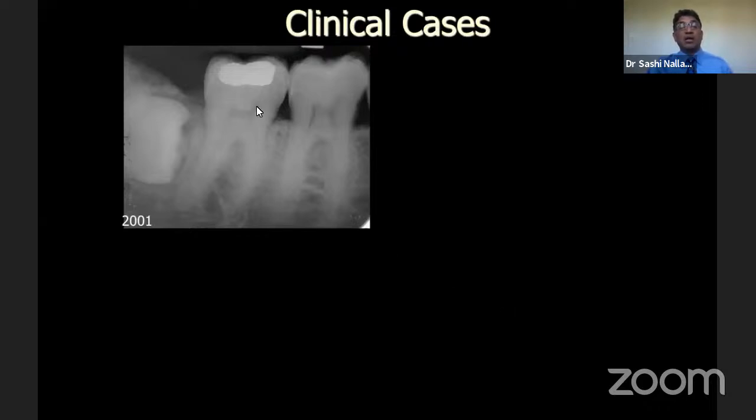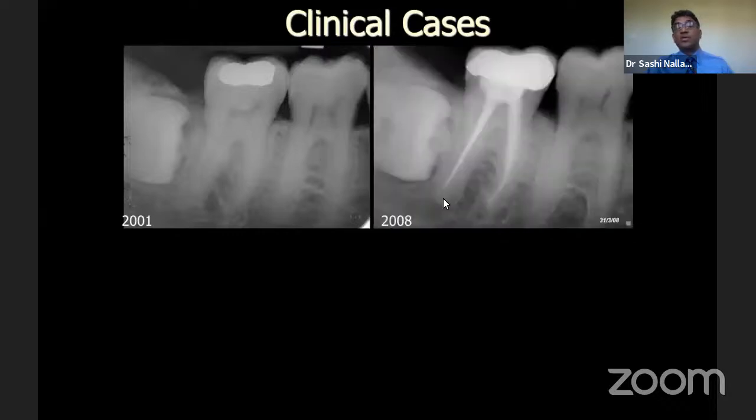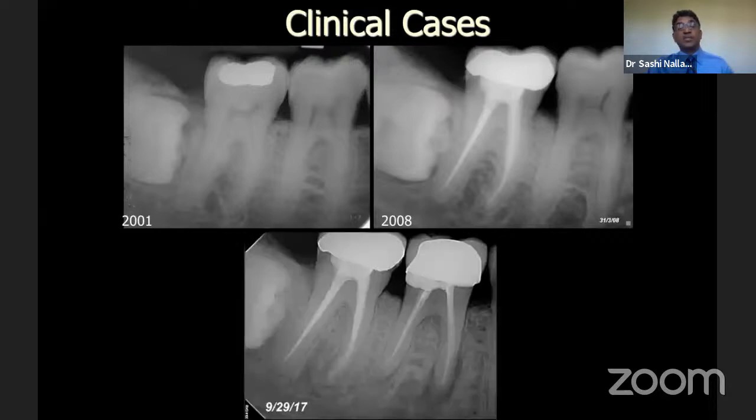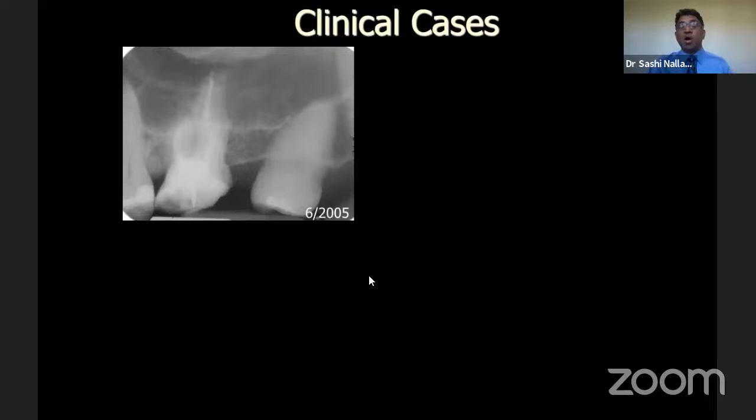I treated this second molar in 2001, and the patient came back in 2008. Everything looks great. It's a cracked tooth, obviously, on the distal. No problems 7 years later. And here it is 16 years later. The tooth that is cracked still looks good, but the first molar had an issue and the patient had a root canal treatment done elsewhere, not in my office. And now he has a problem with this tooth, and he came in asking me to check it. And I realized the tooth that I did back in 2001, 16 years ago, worked beautifully, even though it was cracked.